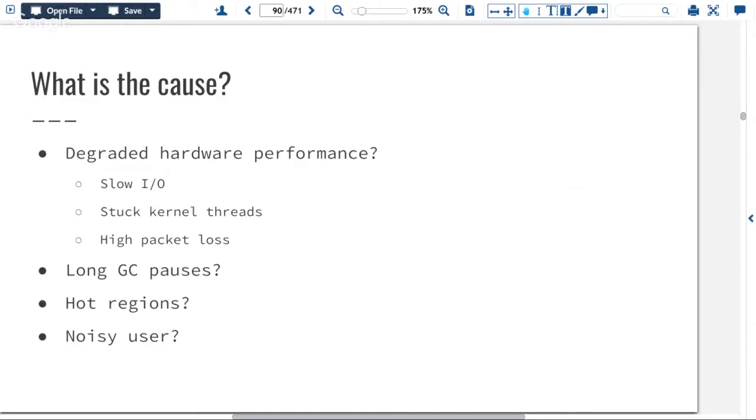Finally, long GC pauses. If your application is GCing, it's not doing work. Hot regions or noisy users. With those 3,500 plus microservices, it's very easy for one batch job or worker to suddenly spike up and overwhelm the region server on a workload that otherwise had no spikes.